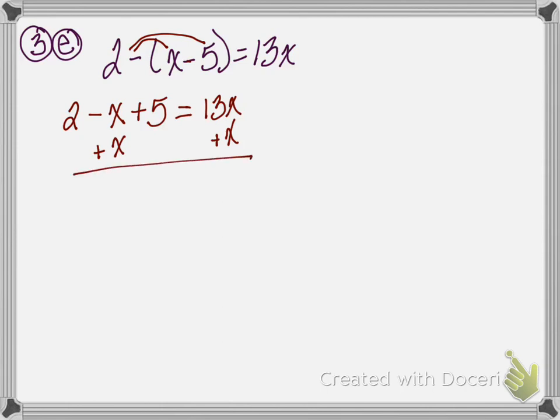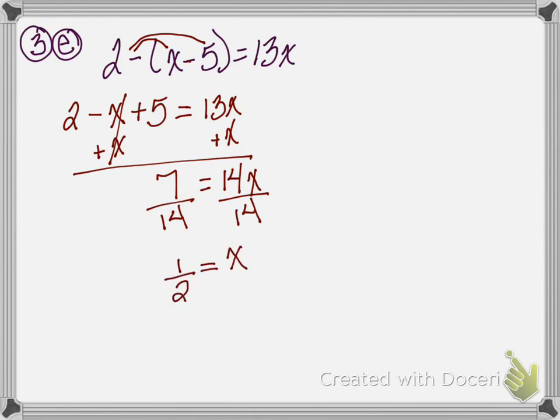Okay, so I have negative x plus x. Those cancel out. 13x plus x, so I have 14 over here. Okay, 2 plus 5 is 7. When I subtract on both sides, I get 7 over 14. And when I do that, that is 1/2. Now, on your final exam, it's got negative 6 written down.